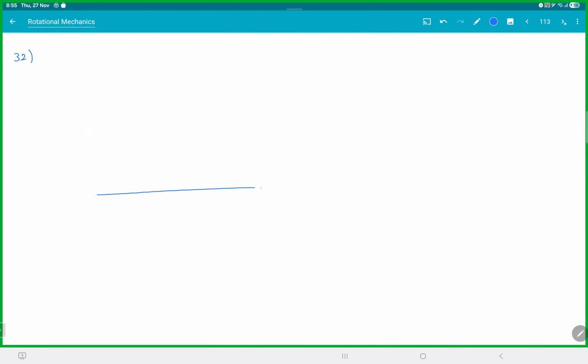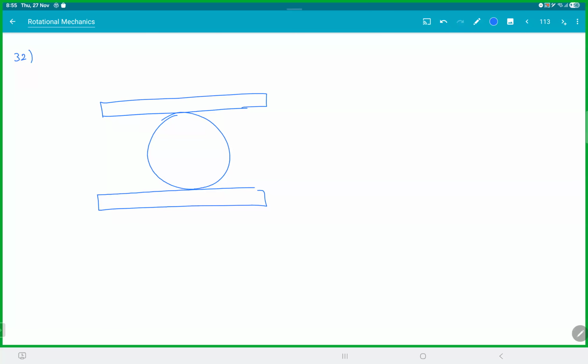Let's do an easy one, then I'll show you something a little tougher. Let's say we have a plank, we have a cylinder, and we have a plank. Let's say this is plank 2, VP2, going with some 20 meters per second. And this is plank 1, which is going with 10 meters per second. And this thing has a radius of 2 meters.